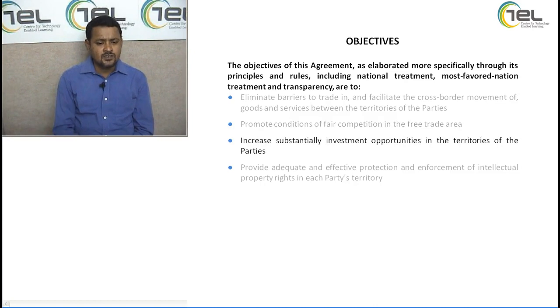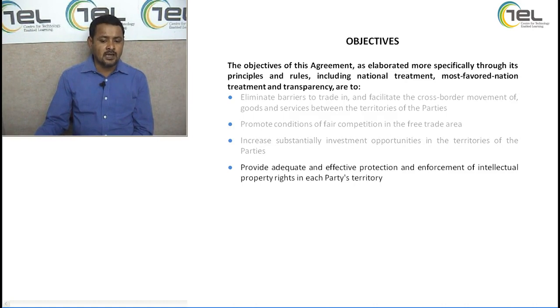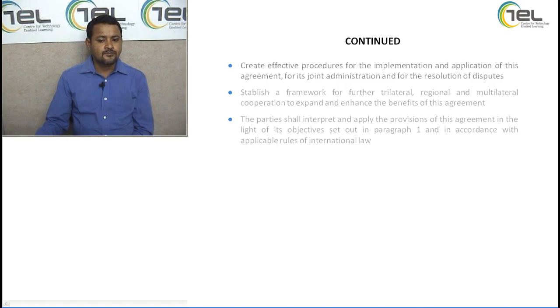This substantially increased investment opportunities in the territories of the three countries. It was also instrumental in providing adequate and effective protection and enforcement of intellectual property rights in all three countries. It also wanted to create effective procedures for implementation and application of this agreement and for its joint administration and resolution of disputes. The parties agreed upon all these important points and rules, thereby paving the way for the largest free trade area in the world.